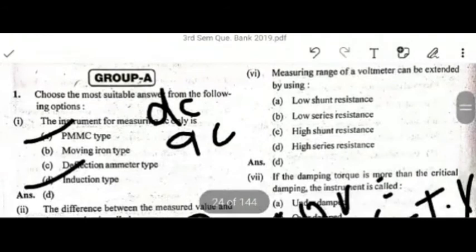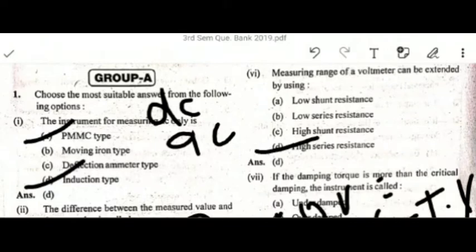Now in the sixth question: the measuring range of a voltmeter can be extended by using. We should know that the measuring range of a voltmeter can be extended by a high series resistance. So here the answer will be option D. The question is about the measuring range of a voltmeter; if I have to extend the range of voltage, then we will use a high series resistance.